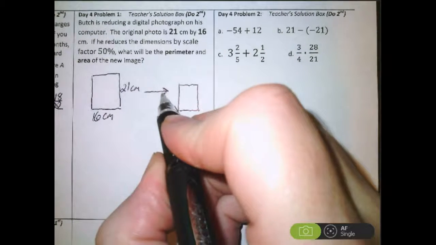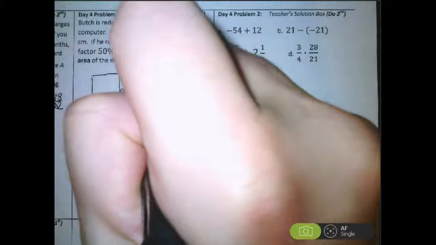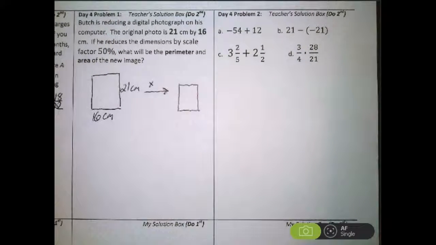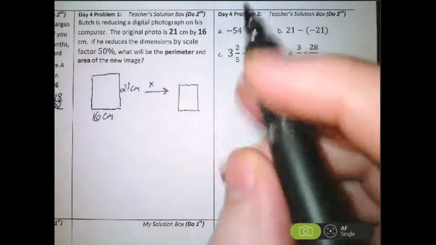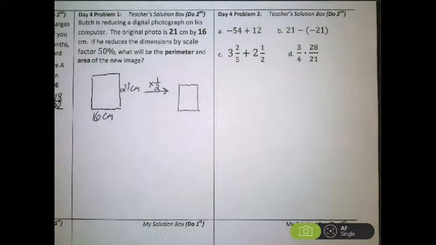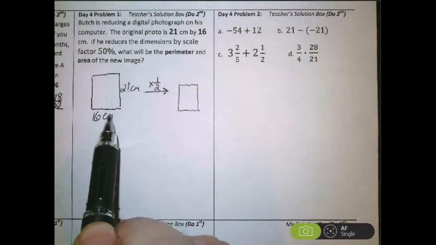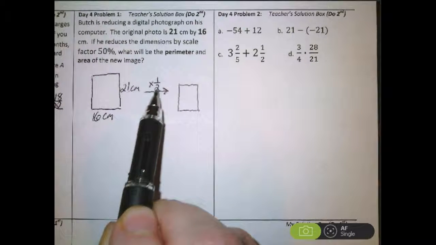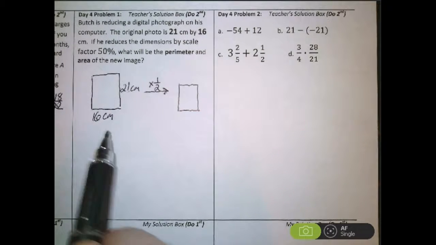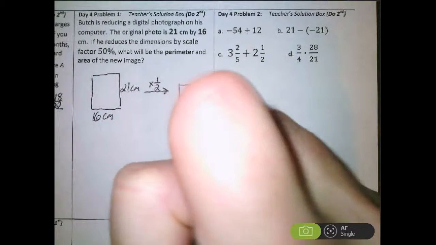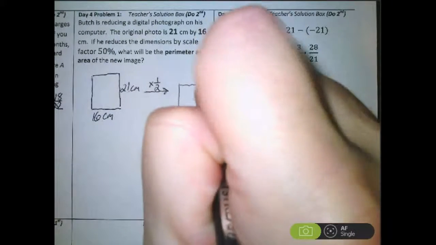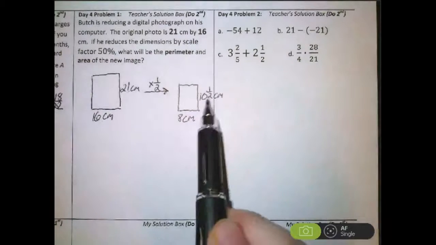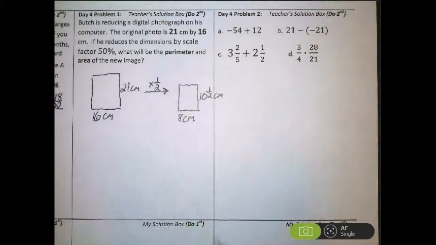And so on my transformation arrow, I can show that multiplication by a scale factor of 50%. We can think of 50% in terms of a decimal, that's 0.5, or as a fraction, that's a half. Either way, we want to multiply these original dimensions by a scale factor of 50% or a half. We want to find half of these. So 16 times a half is 8 centimeters, and 21 times a half is 10.5 centimeters. With these new dimensions, we can find the perimeter and area.